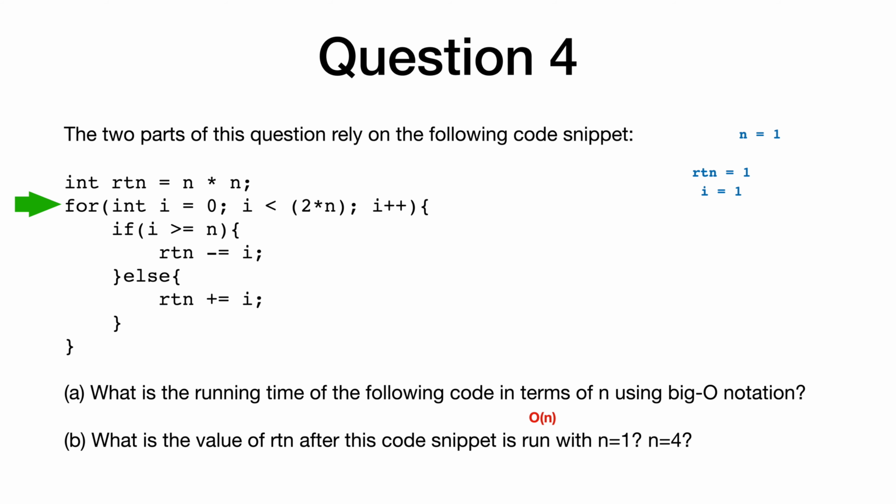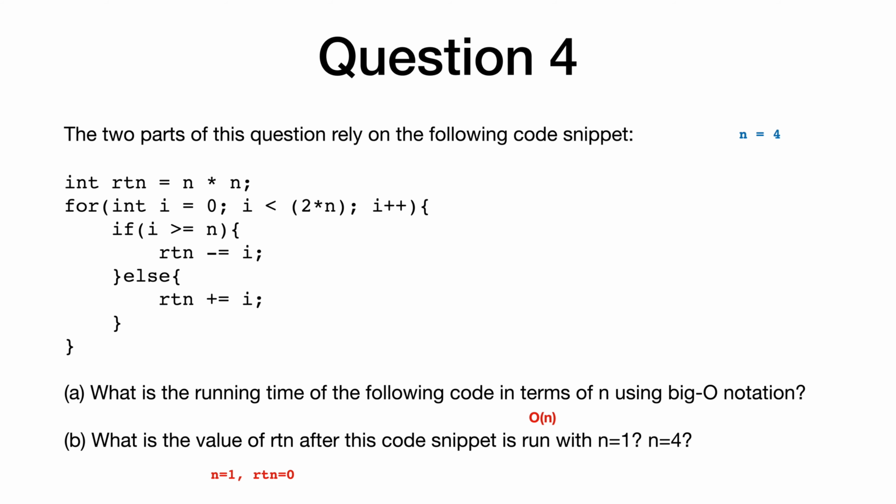And then we come back up here. Now i is 1. 1 is still less than 2. And then we get here, i is greater than or equal to 1. That's true, so we run the subtraction, and we subtract 1 from rtn, which leaves rtn of 0. That brings us back here. But now i is 2, and 2 is not less than 2 times 1. So we leave. So when n is equal to 1, rtn is going to be equal to 0.